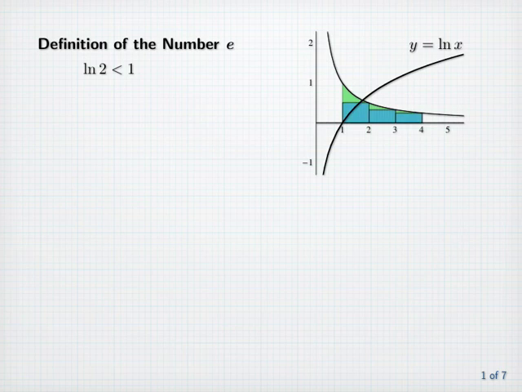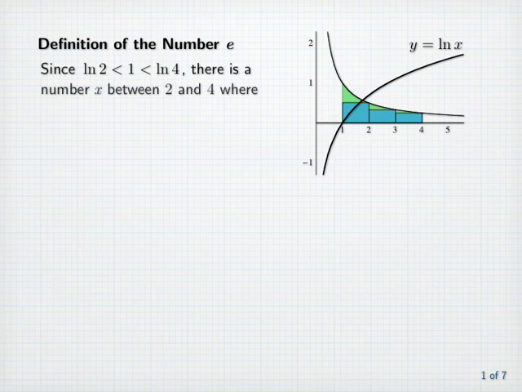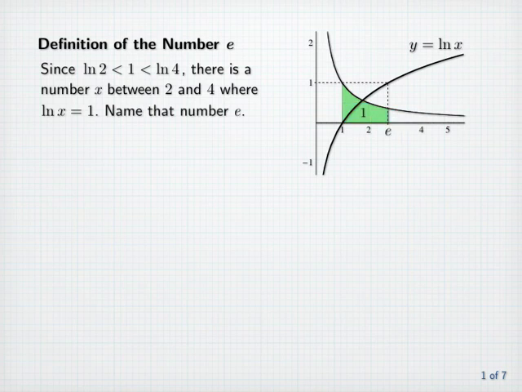Its area equals the natural log of 4. Compare that to these three rectangles. Their areas are 1/2, 1/3, and 1/4, which total to 13/12. So we observe that the natural log of 4 is greater than 13/12 and therefore greater than 1. From this, we conclude that there is a number x between 1 and 4 where the natural log of x is equal to 1. We'll name that number e. That is, the number e is defined by the equation natural log of e equals 1.